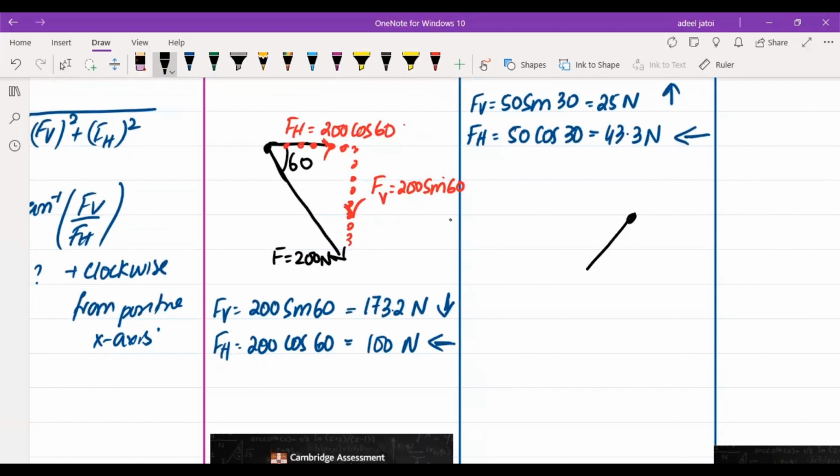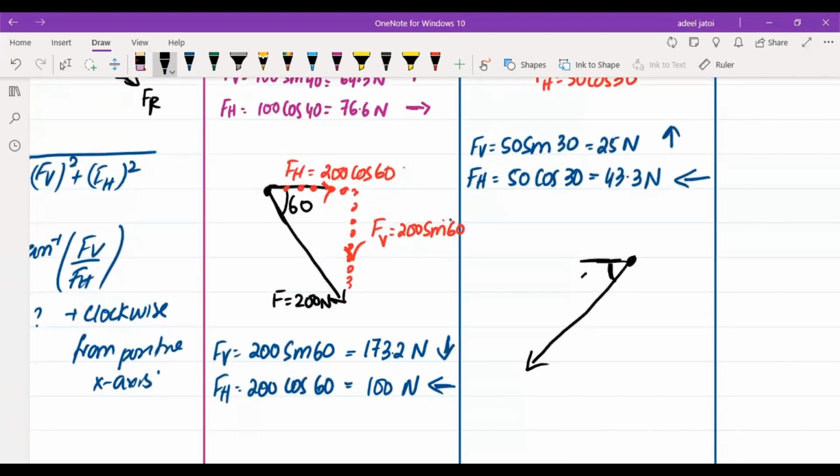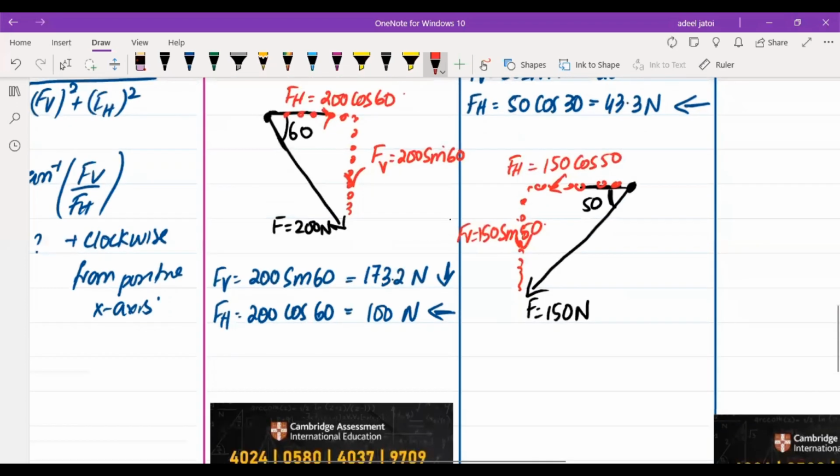If the force is going towards south and west with the angle of 50 and the force applied is 150 Newton, so if you want to calculate the horizontal force and the vertical force, this is horizontally towards left, so this should be 150 cos 50. So this is FH. And your FV will be 150 sine 50. So let's just work upon the same concept applied.